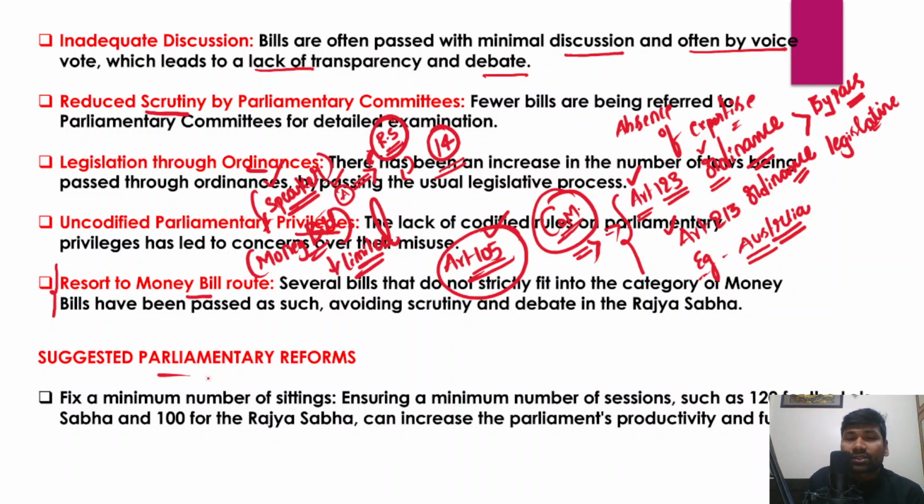However, there are certain suggestions for bringing in parliamentary reforms. So what type of reforms are required and have to be brought in? For example, there is a need to fix a minimum number of sittings, right? It is very important that there should be a minimum number of sittings for the parliament in one single session, or even one single year. So it is recommended that there should be 120 minimum sittings for the Lok Sabha and 100 minimum sittings for the Rajya Sabha, because that could substantially increase the parliament's productivity and also the functioning of these two houses.